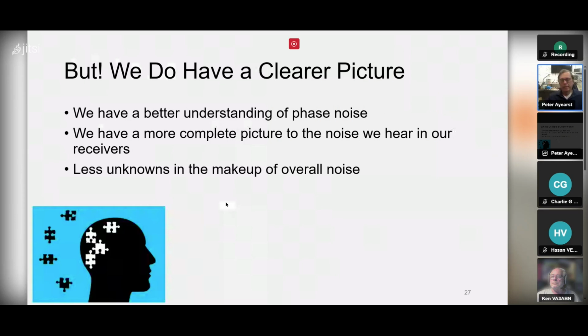But in the end, we do have a better understanding of phase noise. So now we have a little bit more of a complete picture of the noise that we hear, and fewer unknowns in the makeup of overall noise.